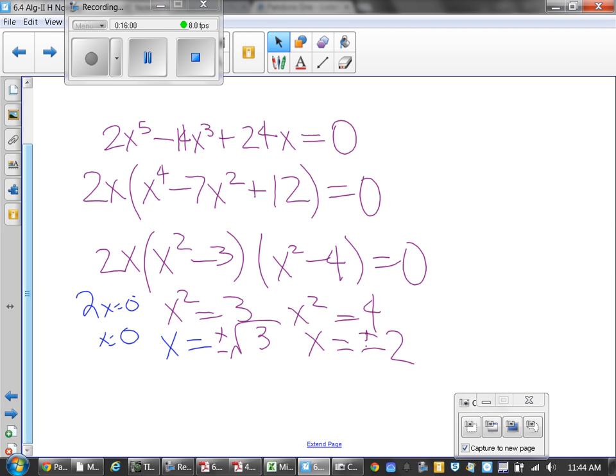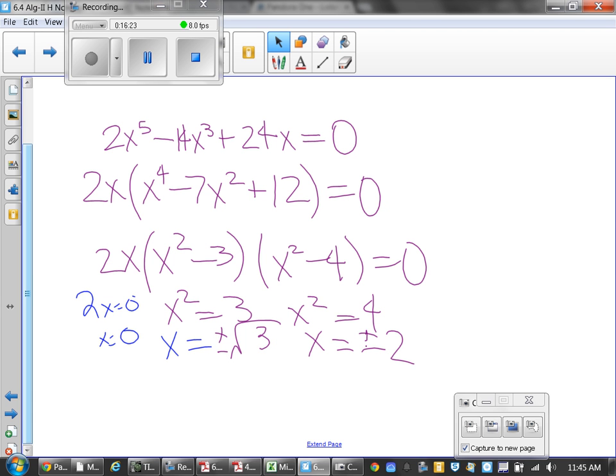Yes, sir? Why can't we get rid of that 2x? Because it has a variable. But wouldn't it technically be, if you get rid of that, wouldn't it be 0 anyway? So it would just make the... No, because then when you get rid of it, you don't have 0 as an x. Correct. If you get rid of that value, then you're telling me that 0 is not a possible zero of the function.